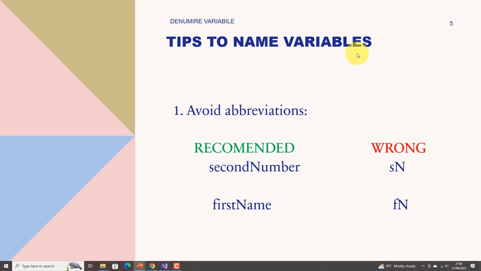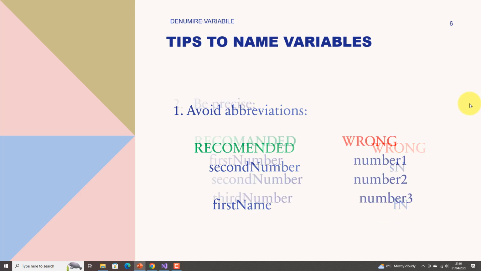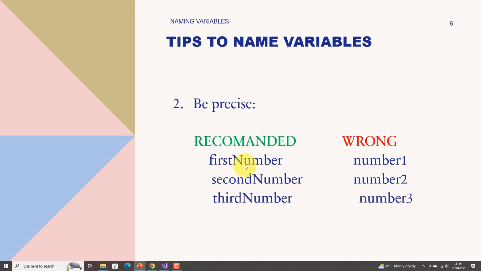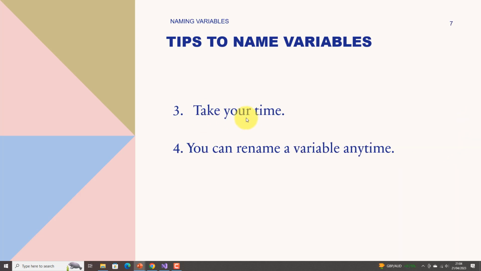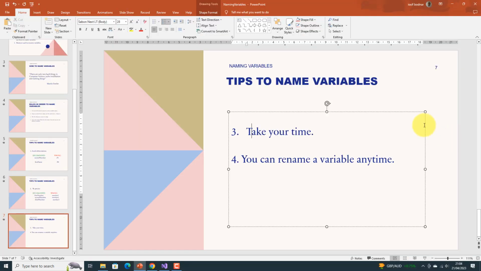Tips to name variables. Avoid abbreviations. Second number is better than the abbreviation SN. First name is better than the abbreviation FN. Be precise. First number is better than number 1. Second number is better than number 2. Third number is better than number 3. Take your time, and you should know you can rename your variables anytime in your code. So let's do a couple of examples.